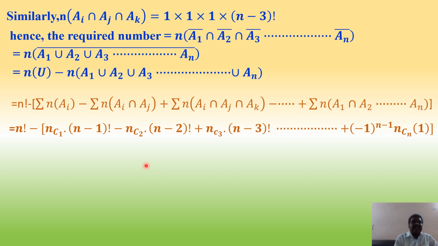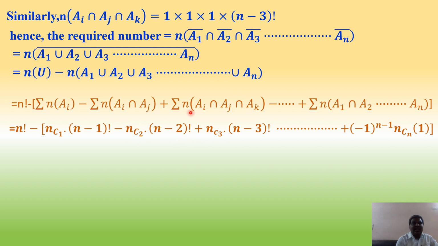Suppose A1 intersection A2, that means what? The set of all distributions in which A1 and A2 go to correct envelopes. So in this manner, how many sets are obtained? NC2 sets are obtained. In each case, how many distributions are there? N minus 2 factorial distributions. By the multiplication rule, total number of ways is how much? NC2 into n minus 2 factorial.